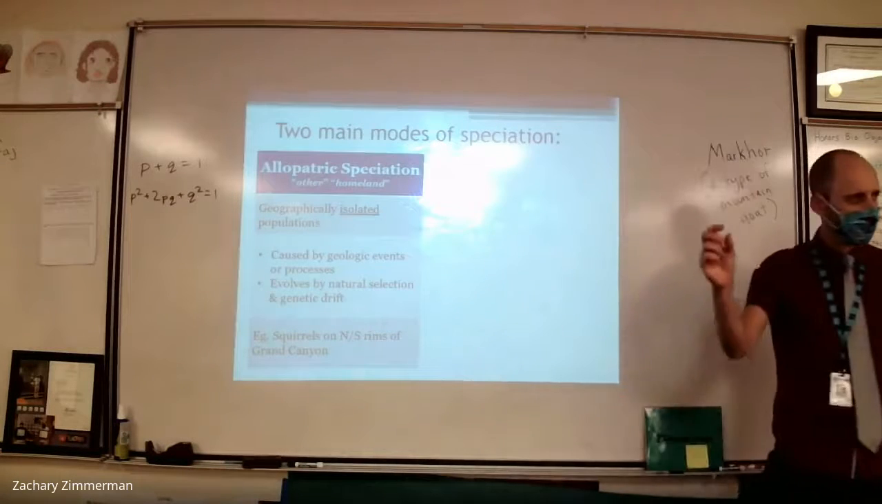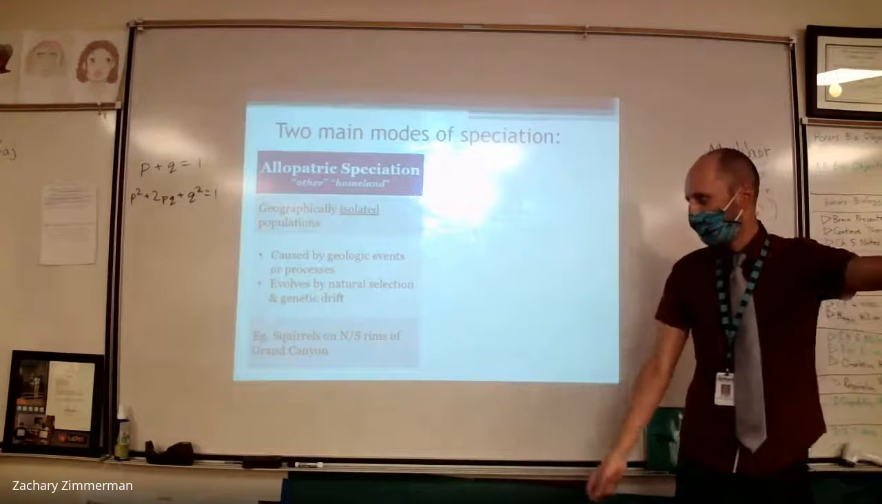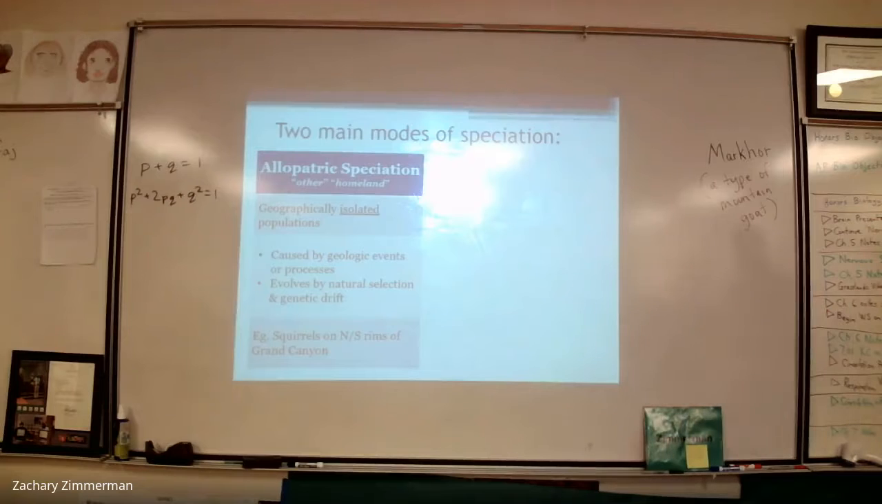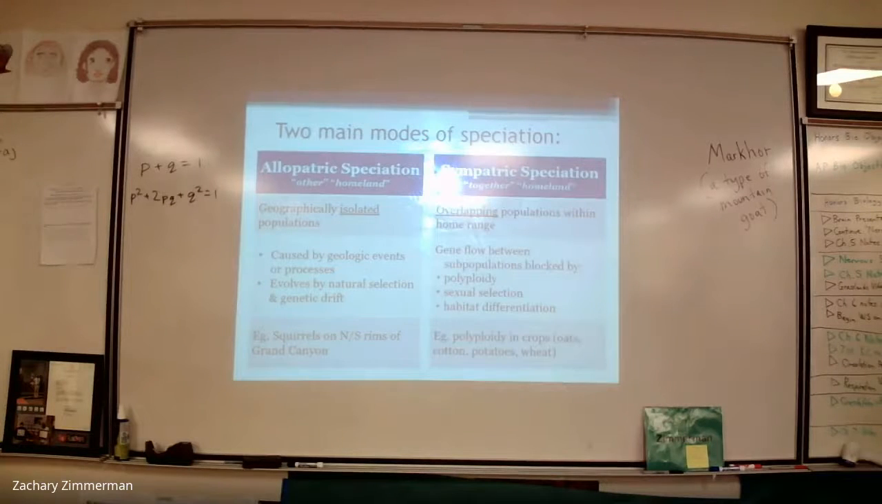Now, you could take a sperm from the striped squirrel and unite it with an egg cell with the other variation in the laboratory, and you're going to get squirrels, hybrids. But they don't do that naturally in nature. So that's allopatric speciation. Then there's sympatric.